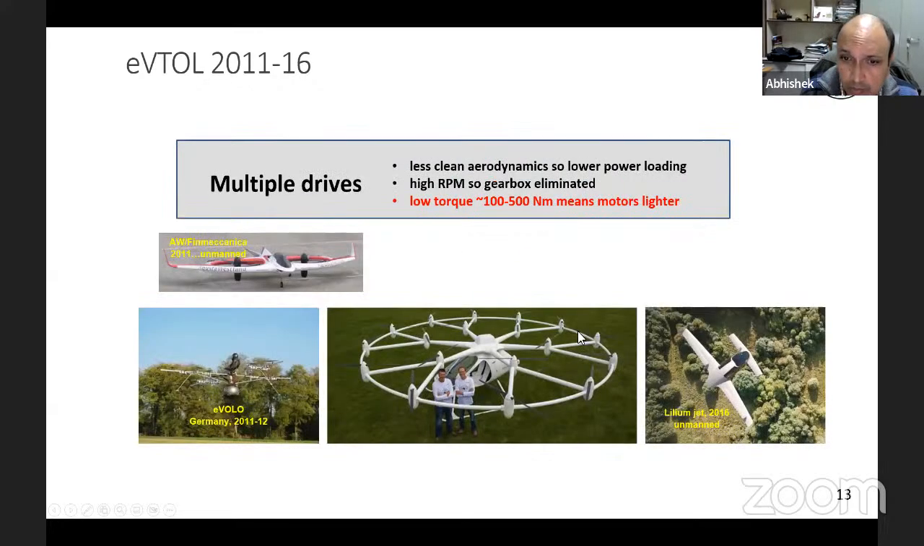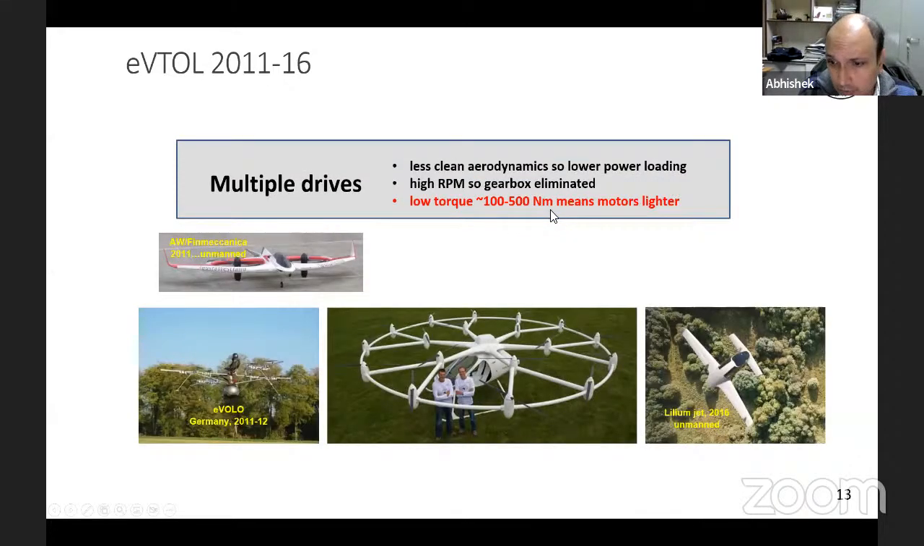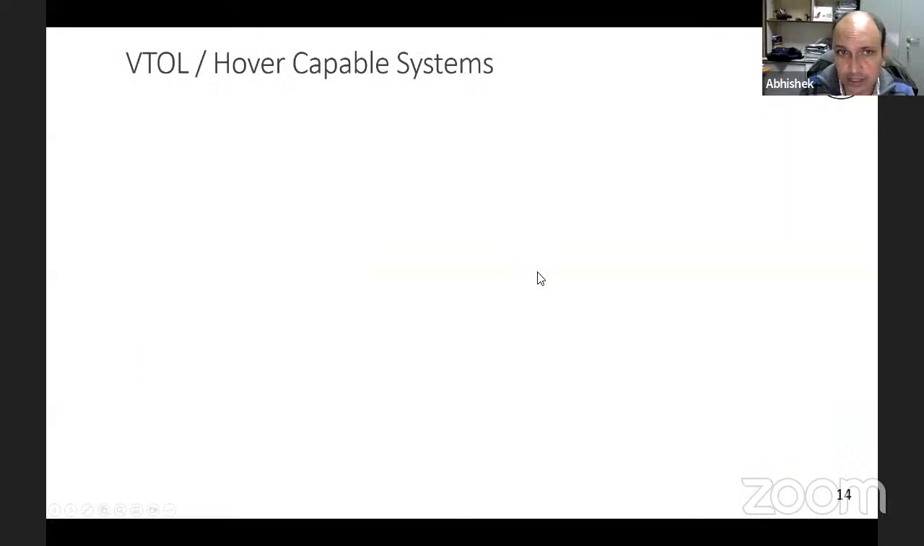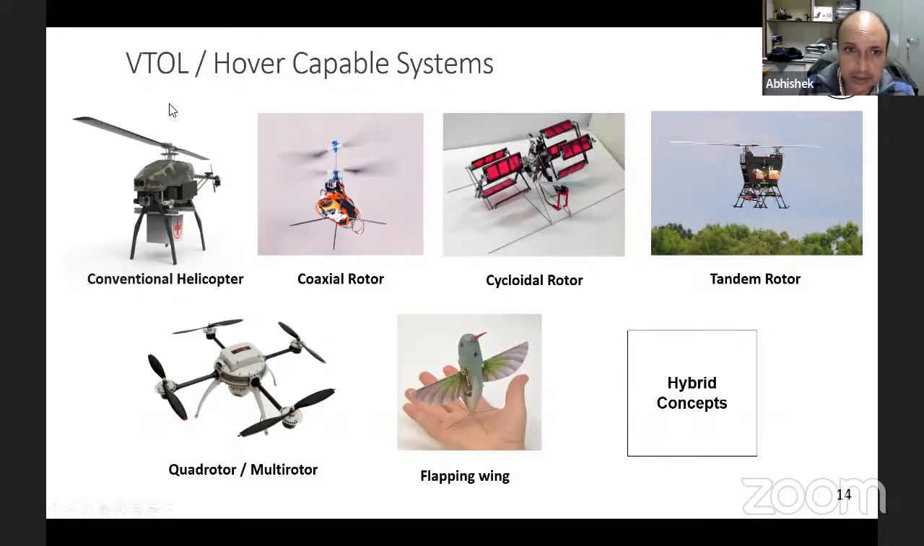When I go to multiple rotors, I can use smaller, much lighter motors because the torque requirement comes down dramatically. In this case, the torque requirement is of the order of 5,000 Newton meters, while for smaller systems like the Volocopter, the torque requirement is much lesser, of the order of 100 to 500 Newton meters. That makes the motor significantly lighter than it would be for a helicopter kind of design. So there are many configurations available, like these normal conventional solutions: helicopter kind, multi-rotor kinds, or flapping wing kind, which allow you to do VTOL.